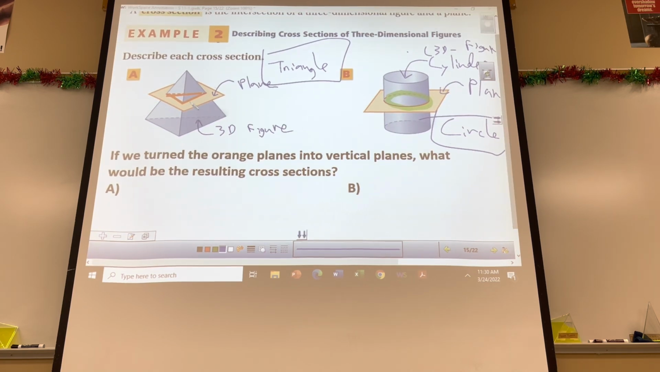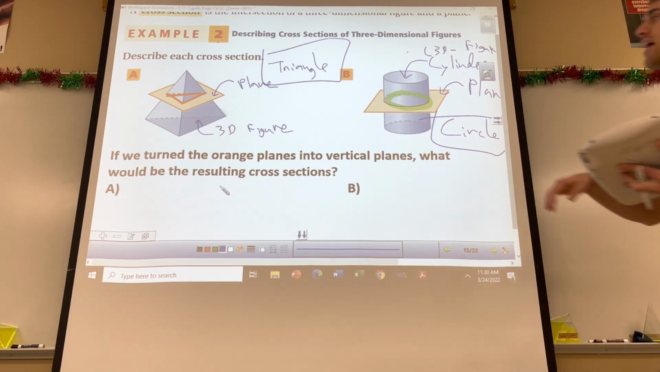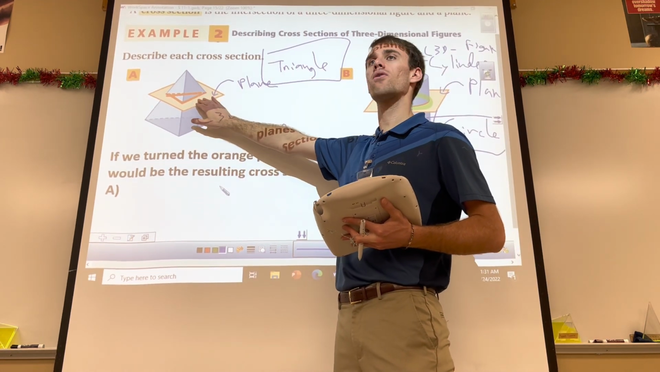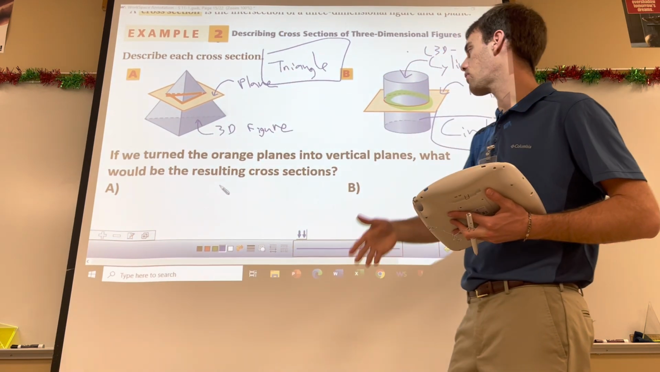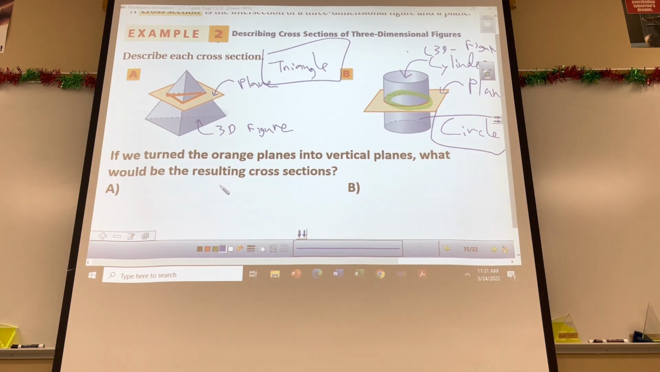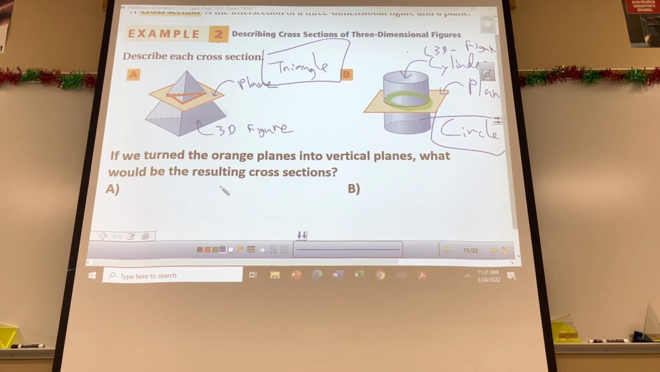All right, so now guys, let's turn up the difficulty a little bit. We're not going to be provided the image. We're asked, if we turn the orange planes into vertical planes, right now they're horizontal, what would the resulting cross sections be? I'm going to give everyone a second to think about this. What would the resulting cross section be if it wasn't horizontal anymore, but if it was vertical instead?